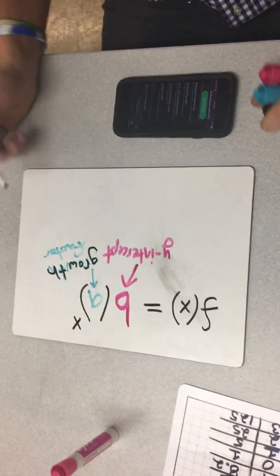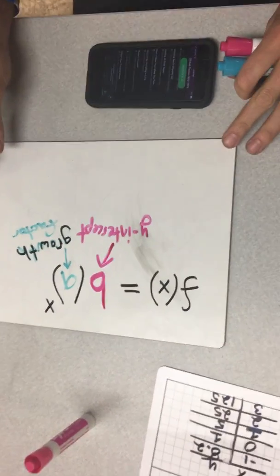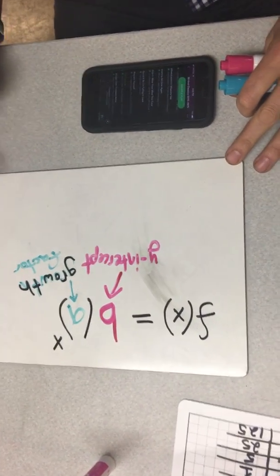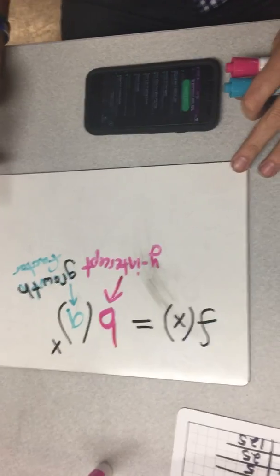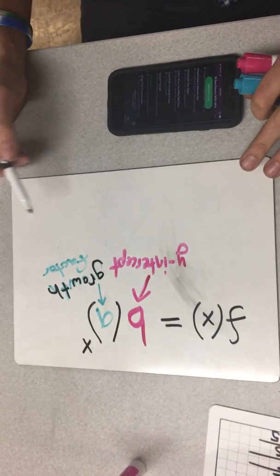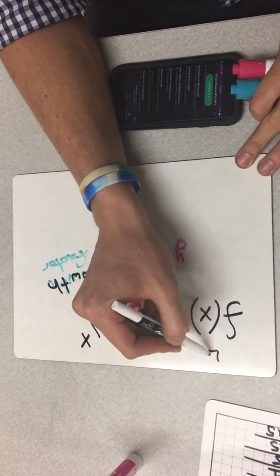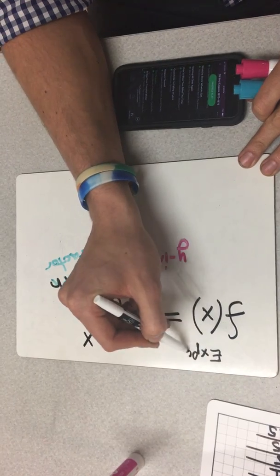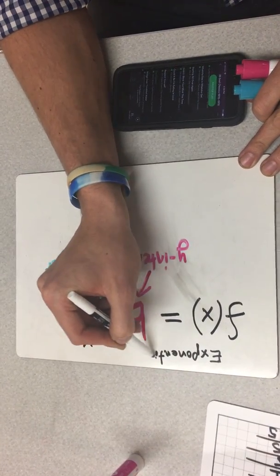Oh, what's up, everybody? This is Objective 3 for the linear and exponential functions. Before we kick off this Objective 3, I just want to do a quick review of what an exponential function looks like in equation form.